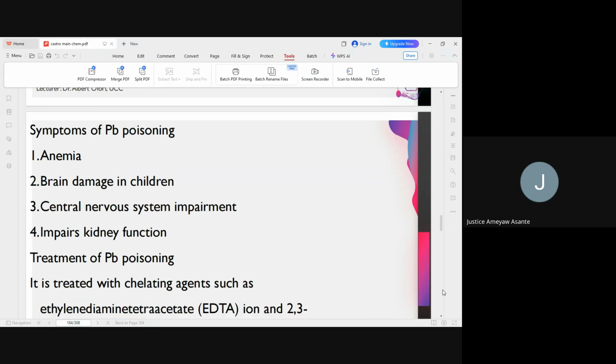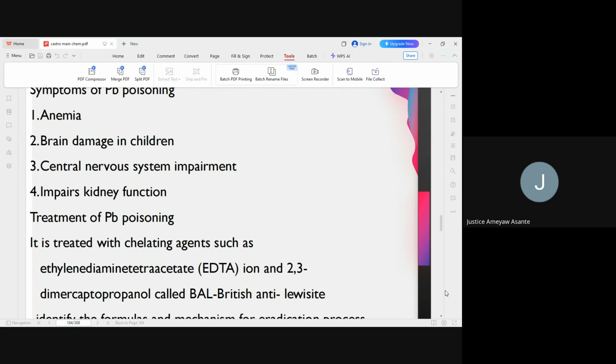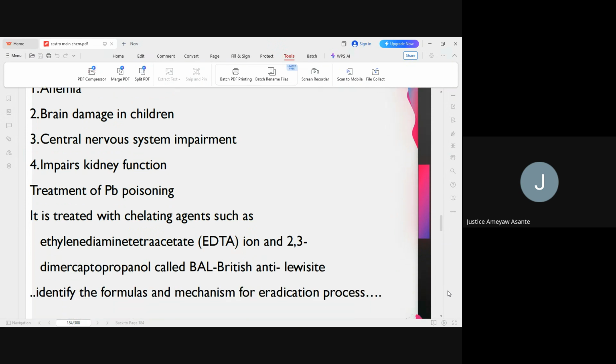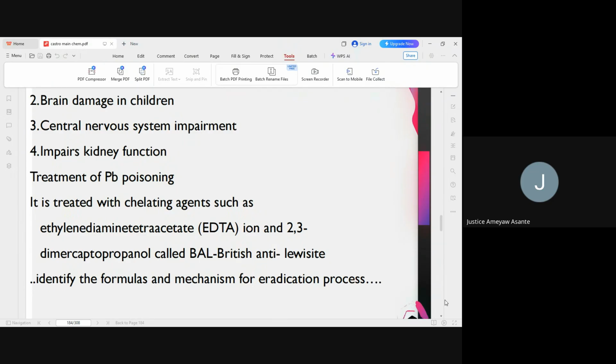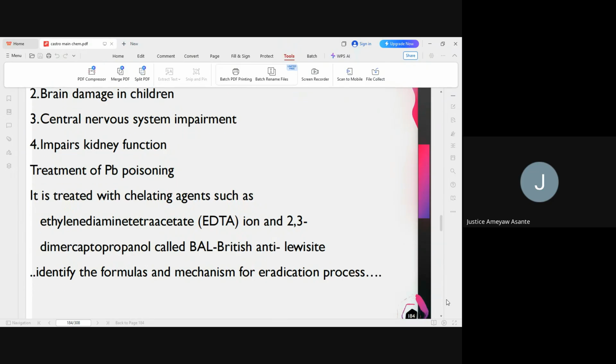Symptoms of lead poisoning: anemia, brain damage in children, central nervous system impairment, and impaired kidney functioning. How do we treat lead poisoning?